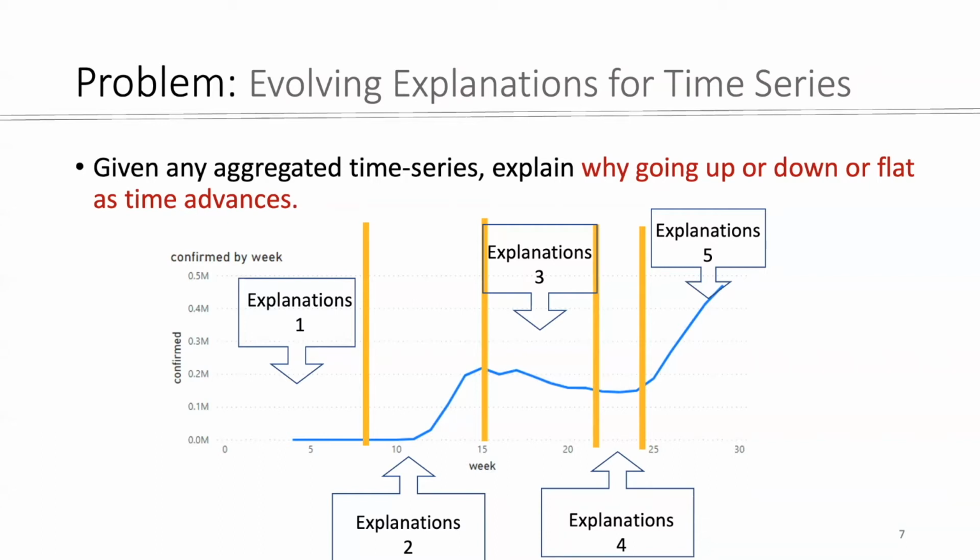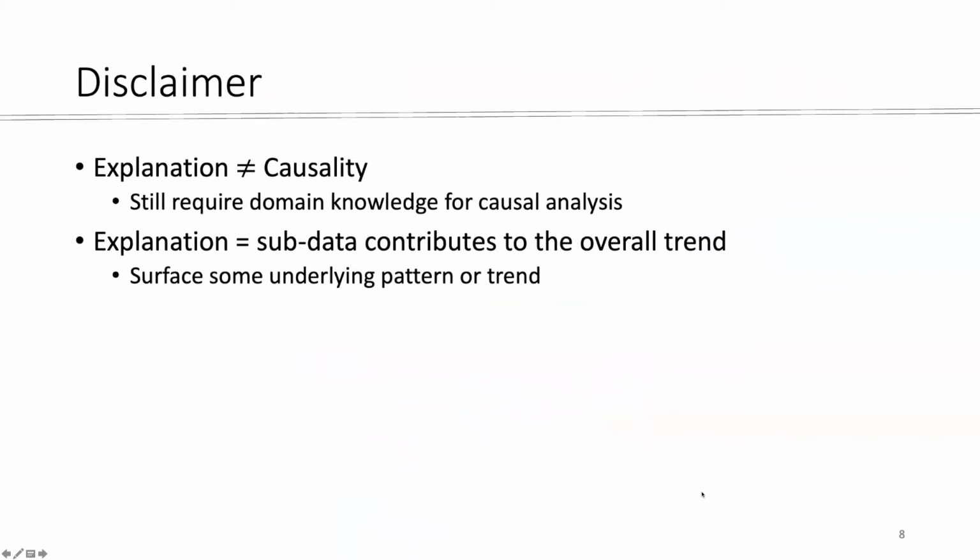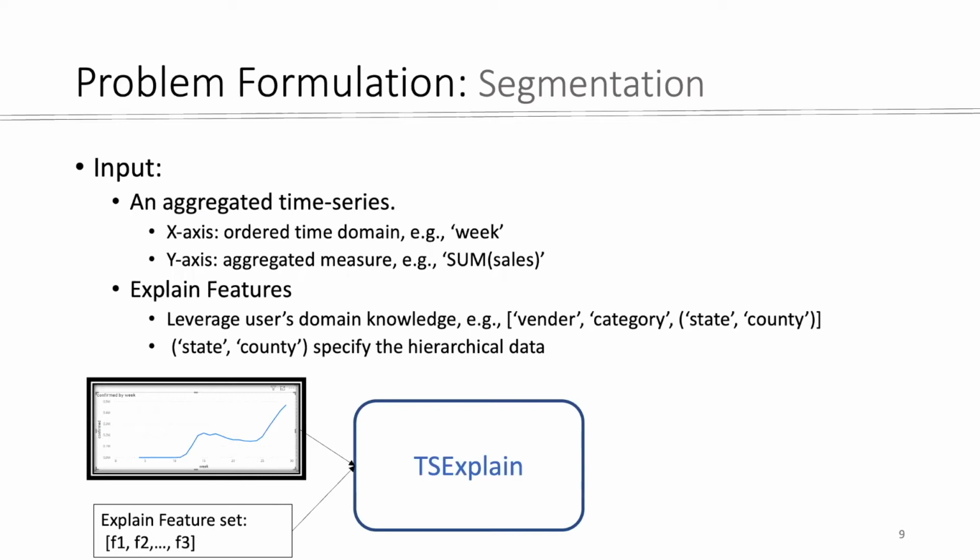We abstract this problem as a segmentation problem. Before I start our problem formulation, I want to disclaim that explanation is not equal to causality, because we do not require domain knowledge for causal analysis. In our case, as our explanation is the subdata contributing to the overall trend, we use predicates to represent such subdata. What we are doing here is surfacing some underlying pattern or trend. Next, we will describe in detail the problem formulation: input, output, and optimization goal.